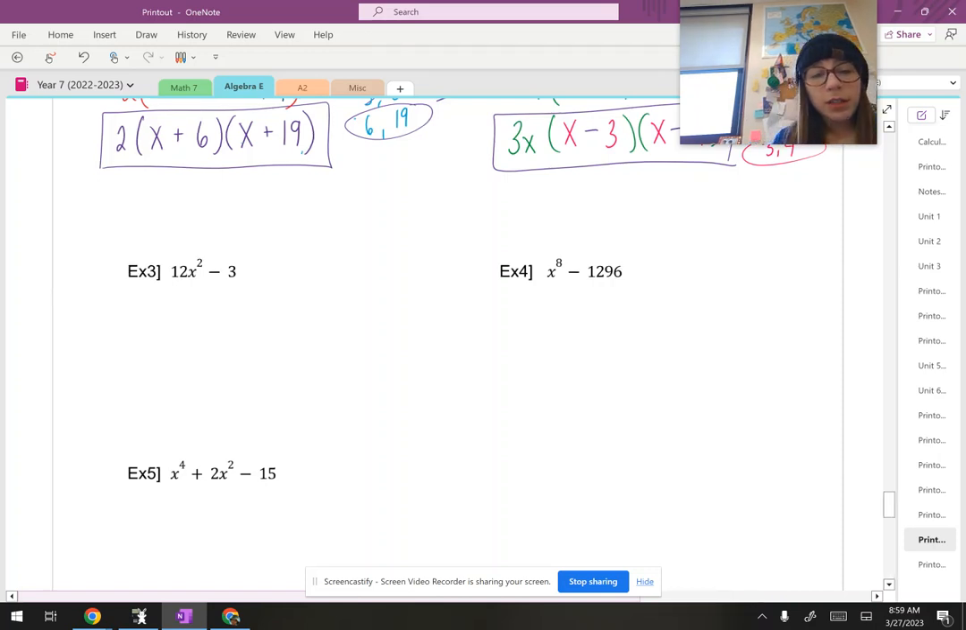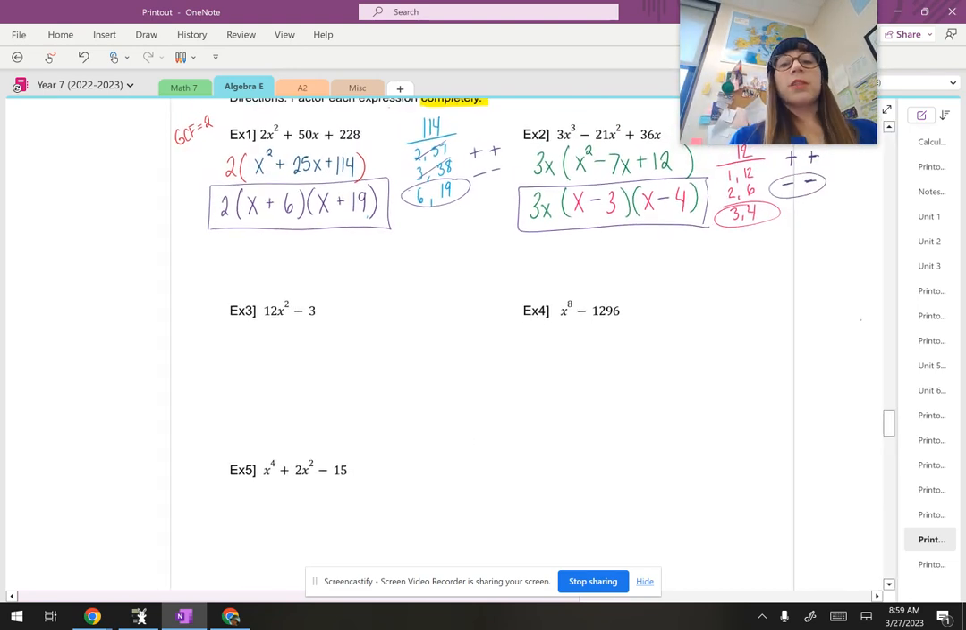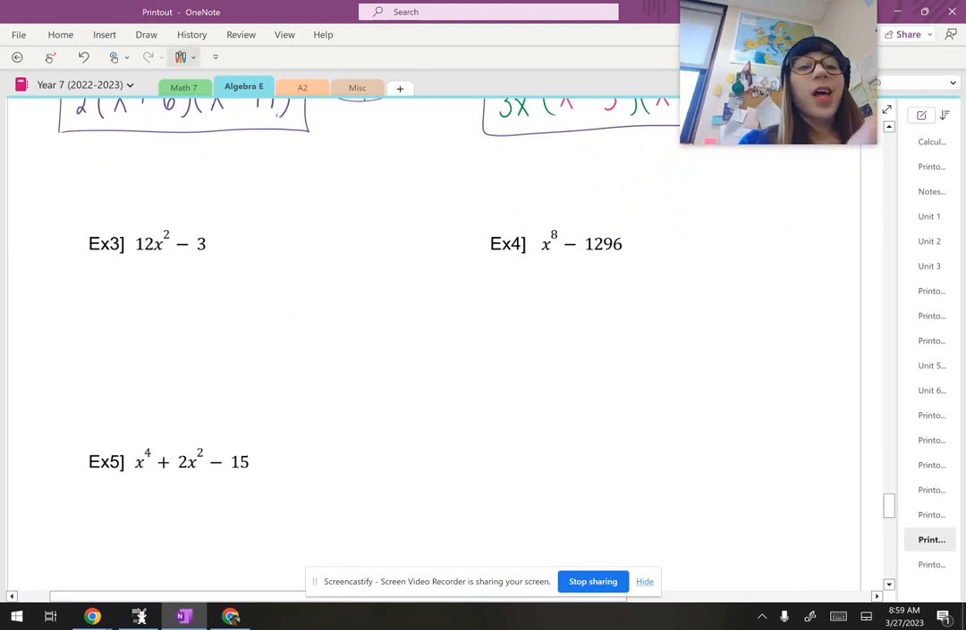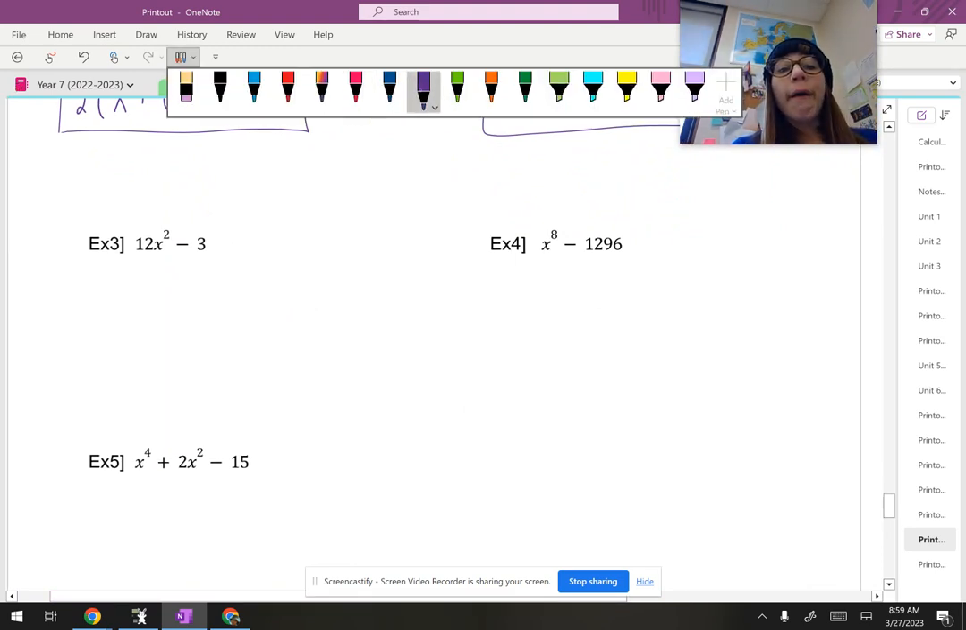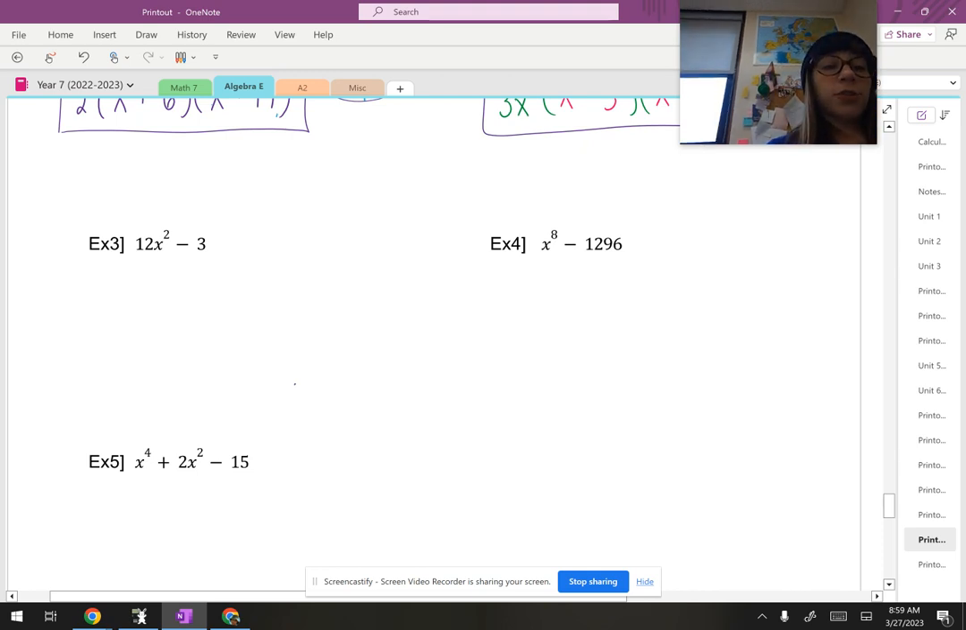Okay, so we're going to take a look at these next two examples together, 3 and 4, because as you might be noticing, they're a little bit different from the other examples on the page because they are binomials. Binomials. That doesn't mean you're not going to look for a GCF still. You're still looking for a GCF first.